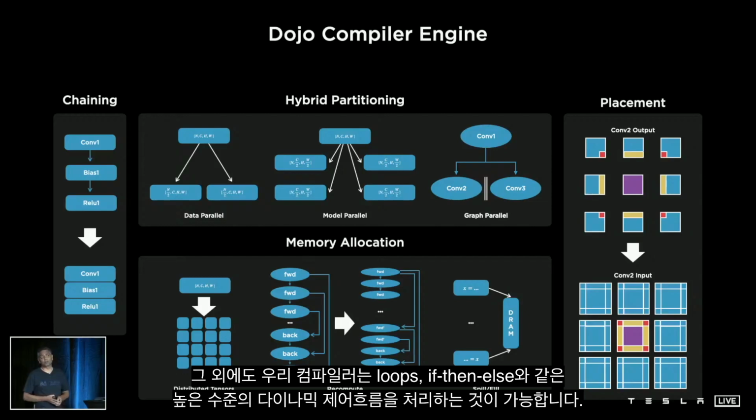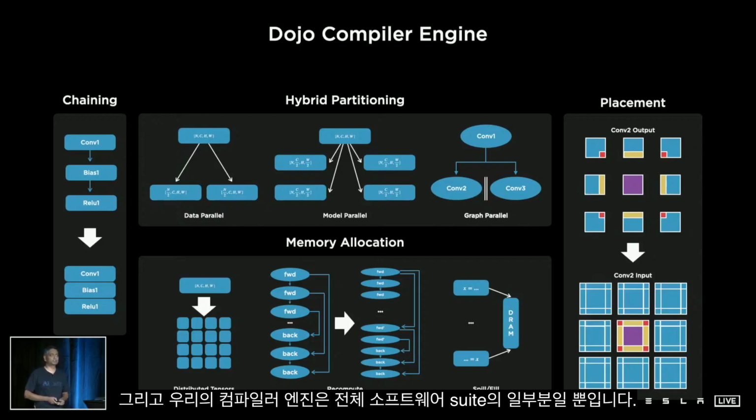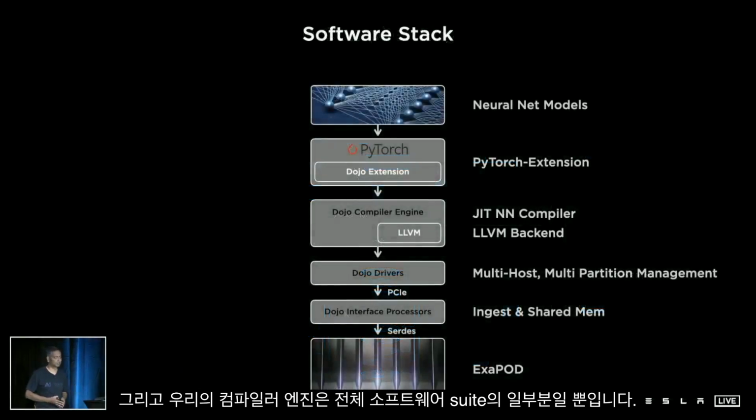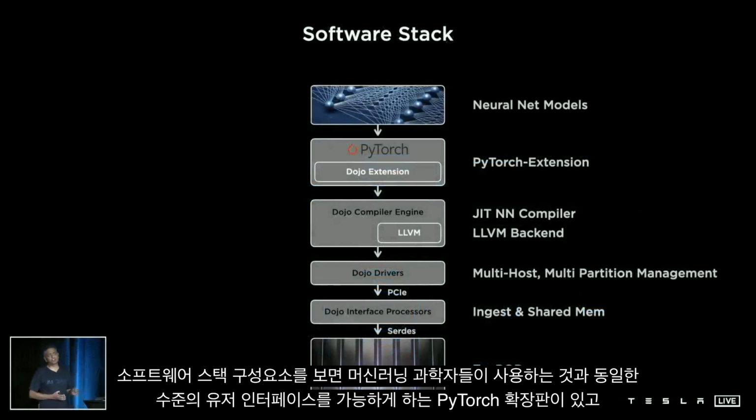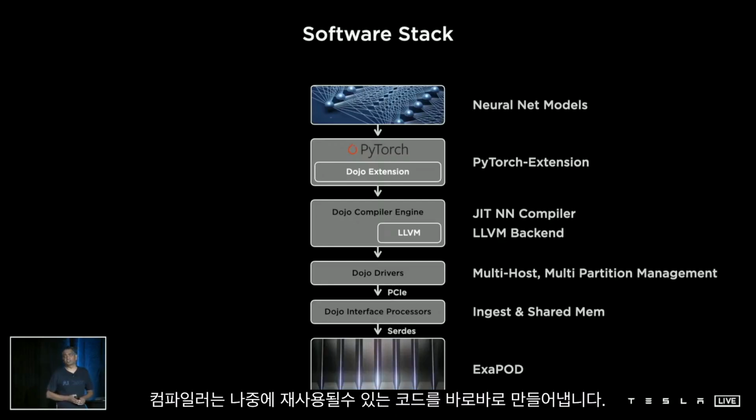In addition, our compiler is capable of handling high-level dynamic control flows like loops, if then else, etc. And our compiler engine is just part of our entire software suite. The stack consists of an extension to PyTorch that ensures the same user-level interfaces that ML scientists are used to. And our compiler generates code on the fly such that it could be reused for subsequent execution.